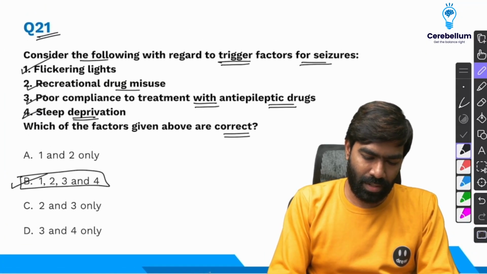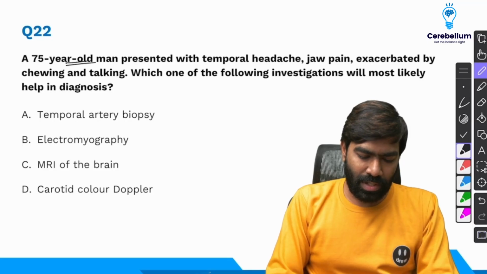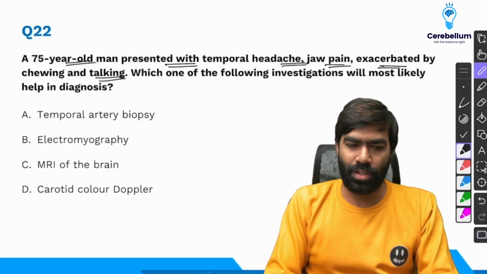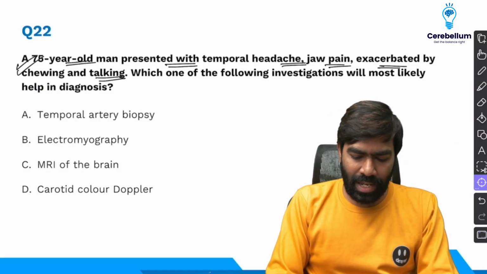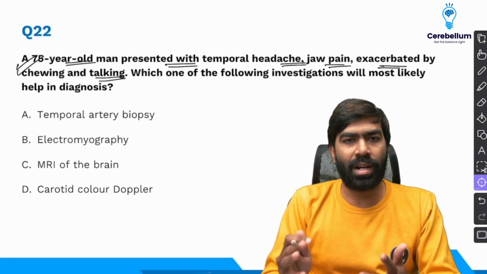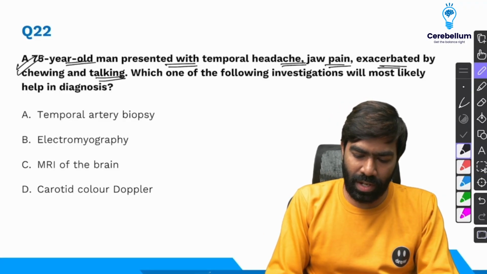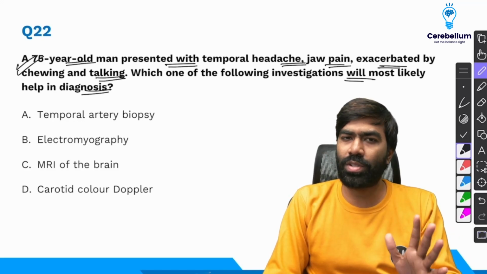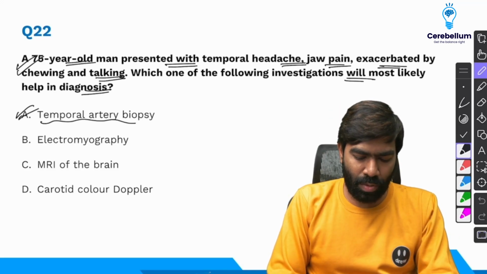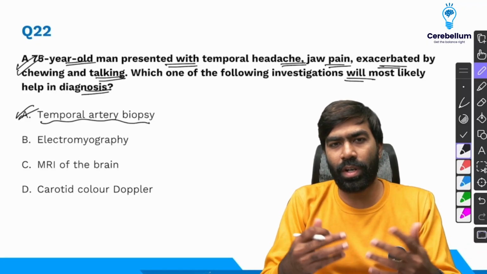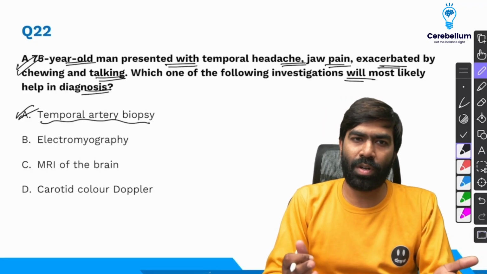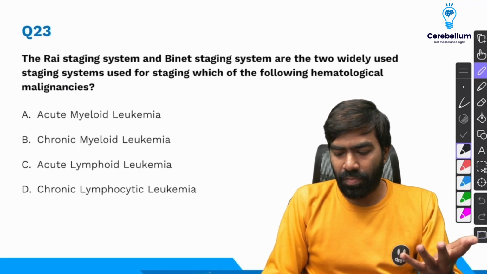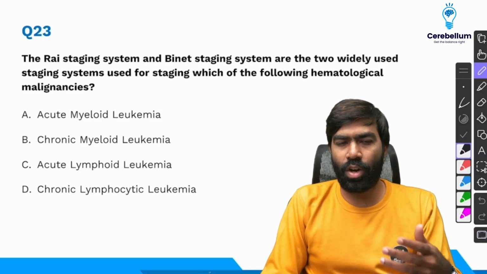Coming to 22nd question, a 75-year-old man presented with temporal headache, jaw pain exacerbated by chewing and talking. So definitely, looking at the age and the symptoms, this is a case of giant cell arteritis, otherwise called temporal arteritis. Which of the following investigations will most likely help in the diagnosis? We all know that the gold standard for diagnosing giant cell arteritis is going to be temporal artery biopsy, or we can say superficial temporal artery biopsy, where we are going to demonstrate the granulomas. The first line treatment of choice is going to be corticosteroids. And GCA is also associated with another very important disorder called polymyalgia rheumatica, or PMR.